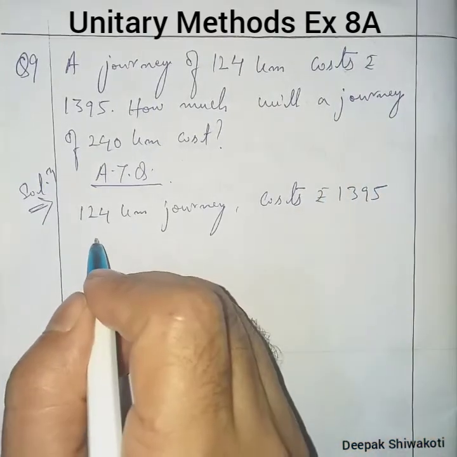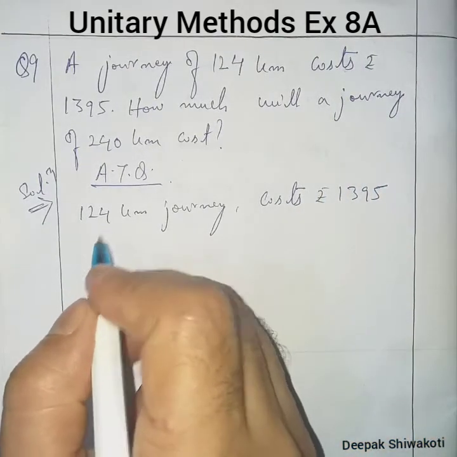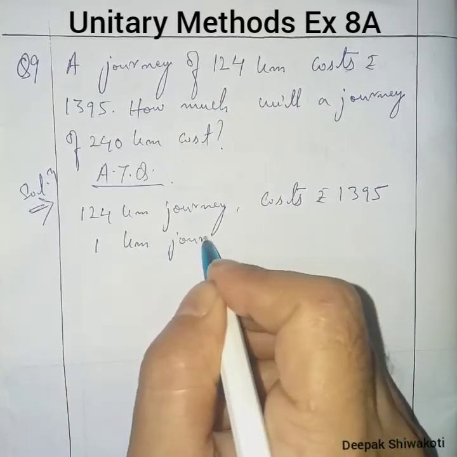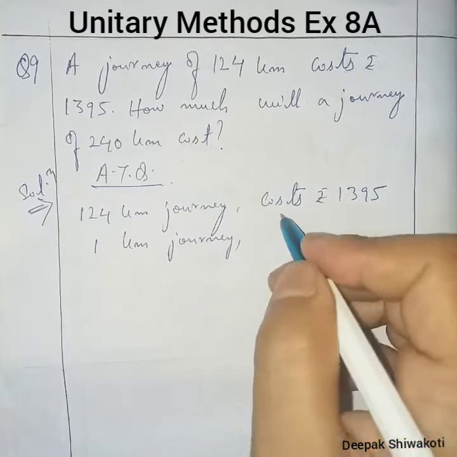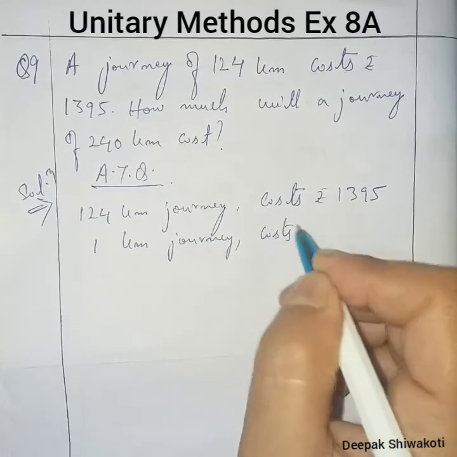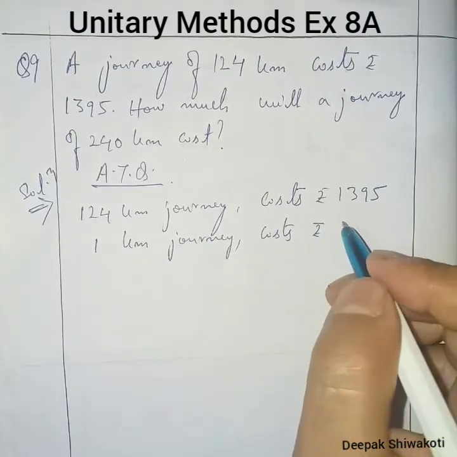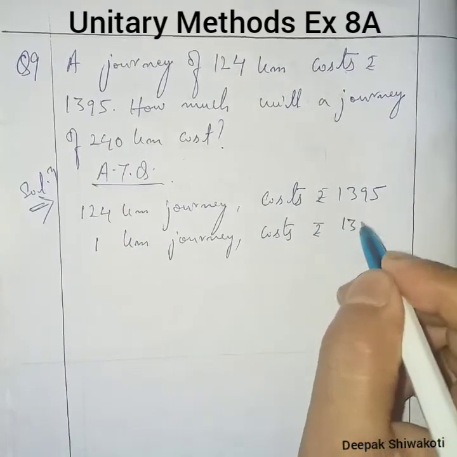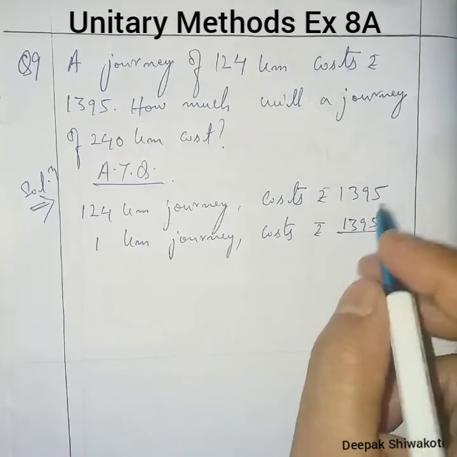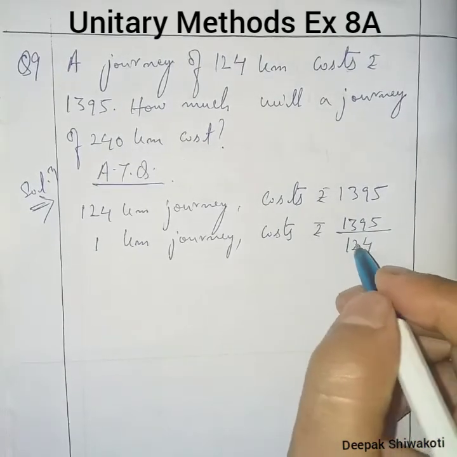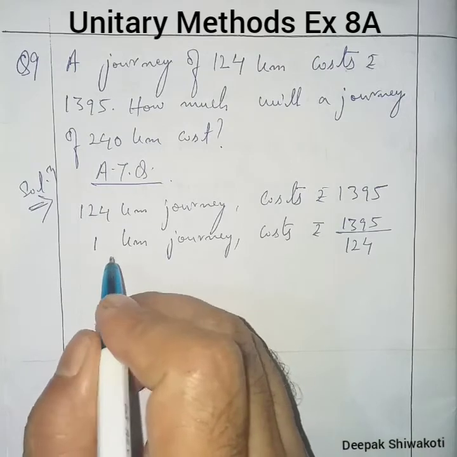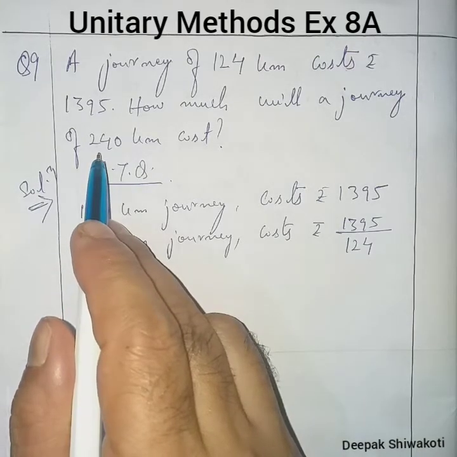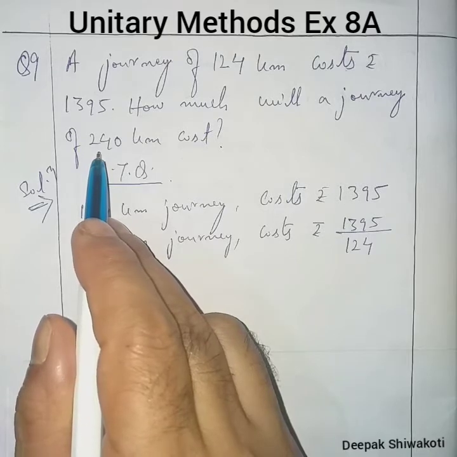1395, and since we are doing the unitary method, we'll find 1 kilometer journey at first costs rupees, as this is less than this, so we will divide the cost. Less will divide, as I have told you in my previous class. Now we have to find how much cost for 240 kilometers.